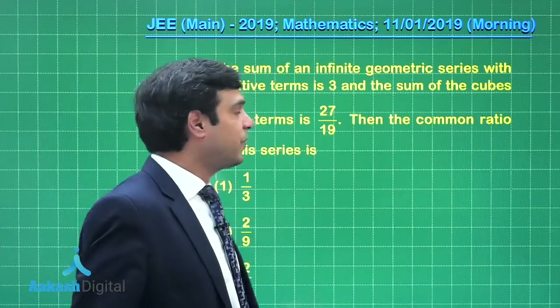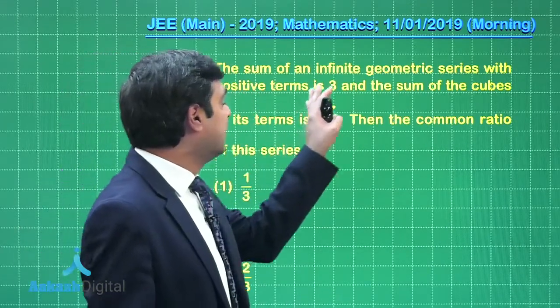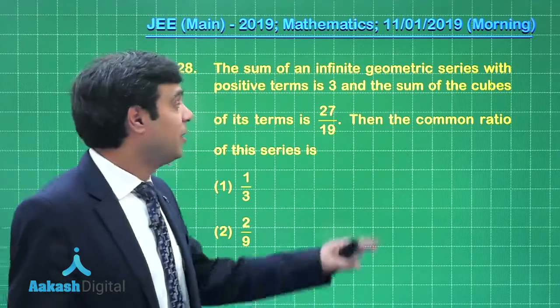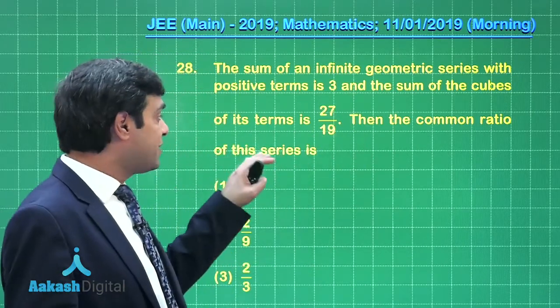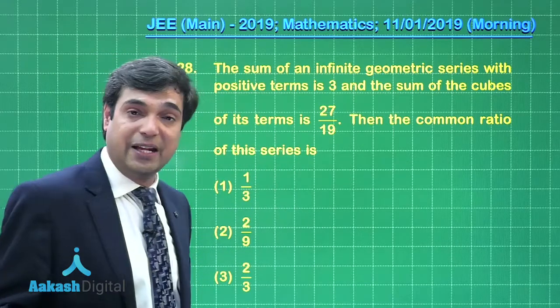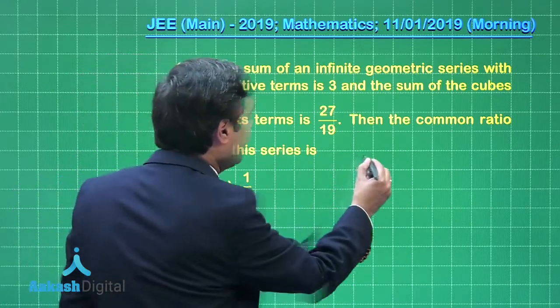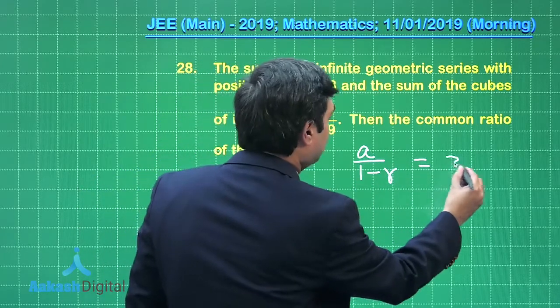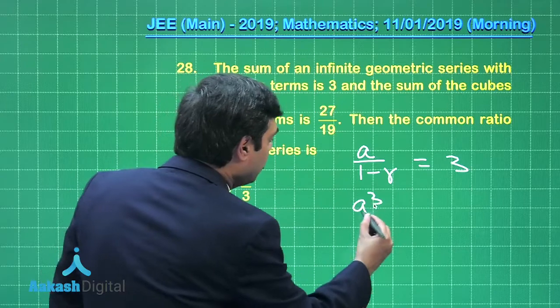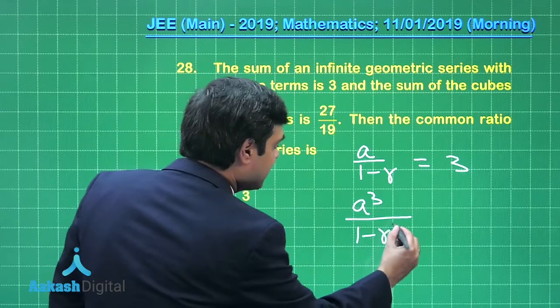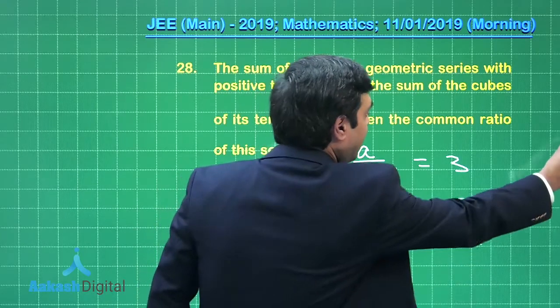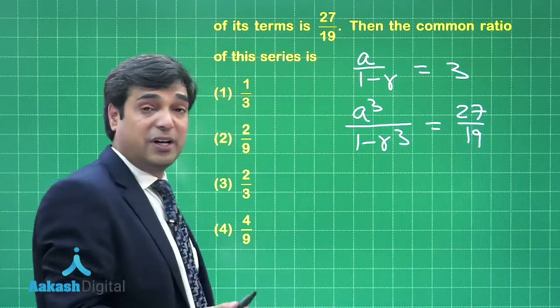Let's consider the next question, that is question number 28. The sum of an infinite GP with positive terms is 3 and the sum of the cubes of its terms is 27 by 19. So clearly the question is saying a by 1 minus r is equal to 3, while a cube divided by 1 minus r cube is 27 by 19. Now take the cube of the first equation and divide simply.